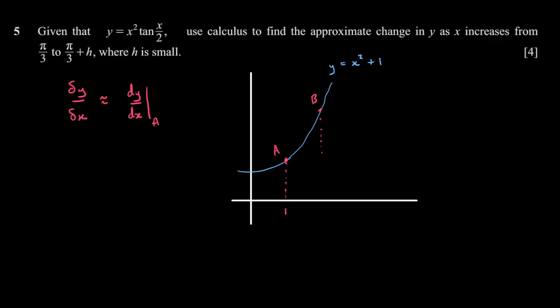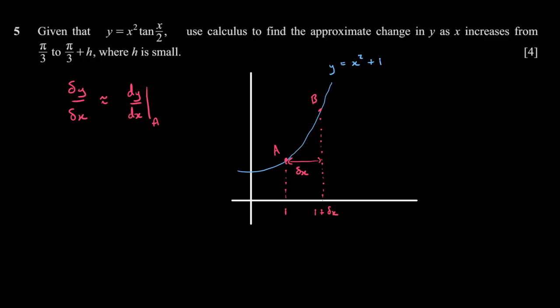Now, if point B is a little distance along, then I can say that the change in x can be denoted by delta x. So delta x means a little bit of x. So I've moved a little bit of x in that direction. So this coordinate here is going to be 1 plus delta x.